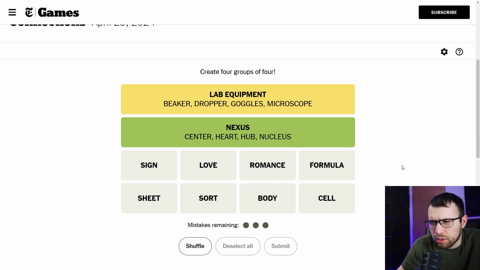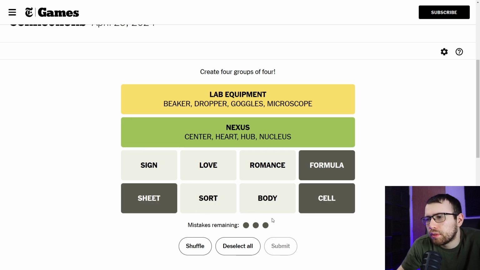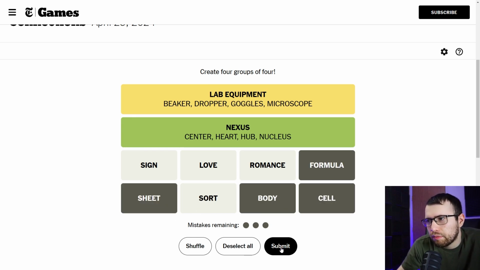I think body is always associated with like the middle, if I remember correctly, but formula, cell, sheet, and maybe body goes with that then. Or maybe sort, for like, maybe you can sort things in the Excel spreadsheet or something. I don't know. I could totally be wrong about this whole thing.